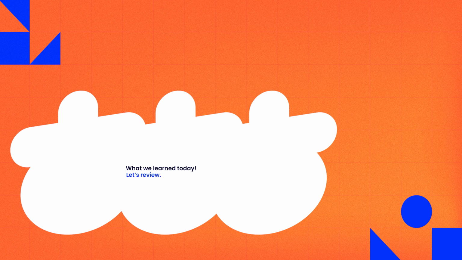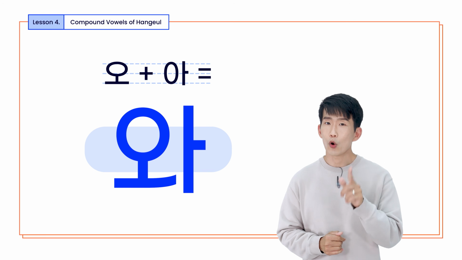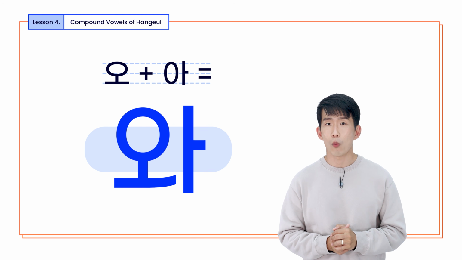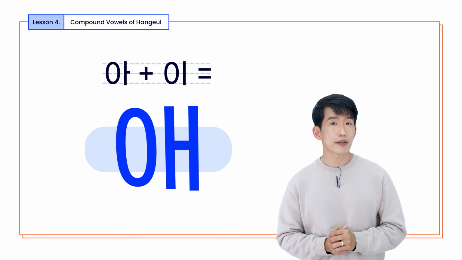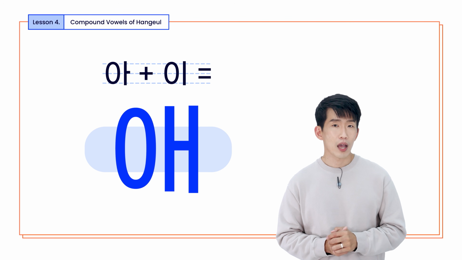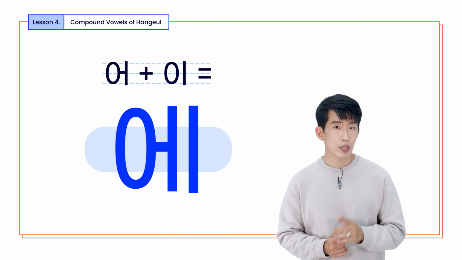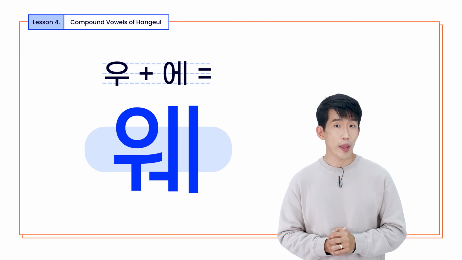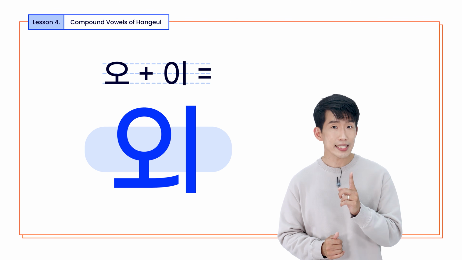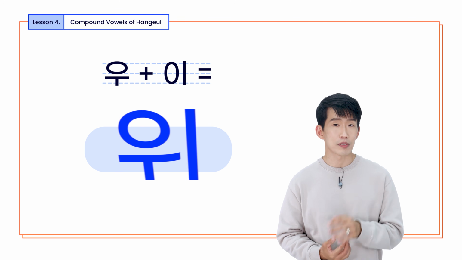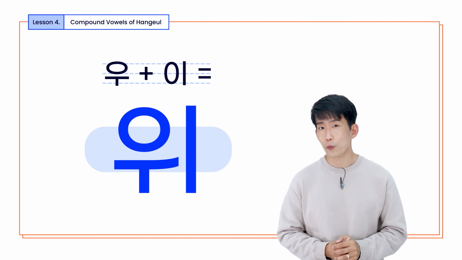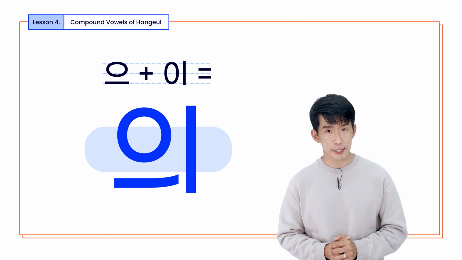Let's quickly review everything that we went over together before we wrap up. O plus a, 와. U plus O, wo. A plus E, 에. O plus E, 에. U plus 에, 왜. O plus E, 왜. O plus 에, 왜. U plus E, 위. 으 plus E, 위. Amazing.